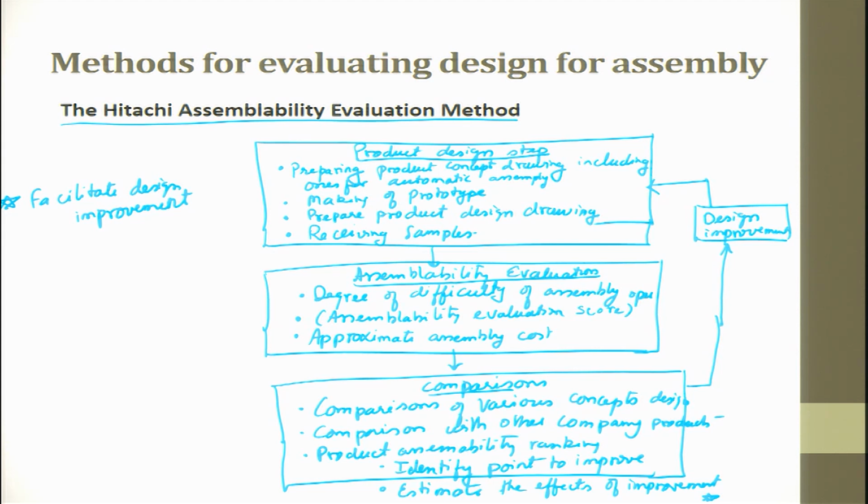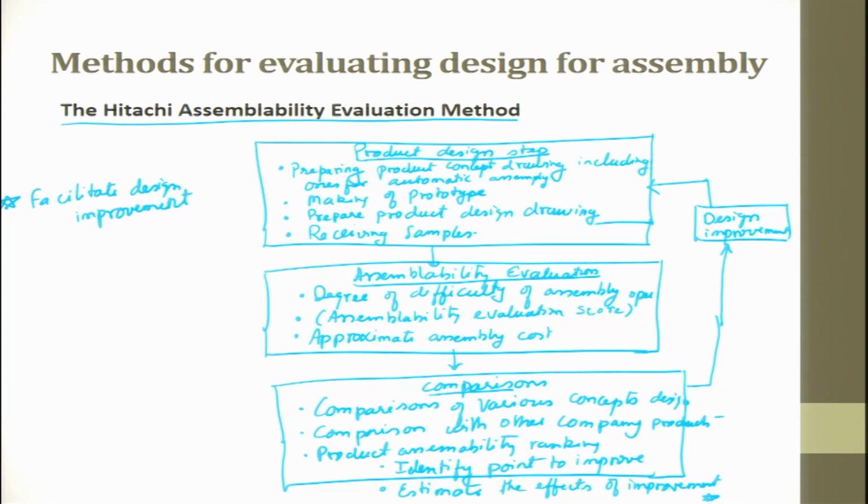So, this is how the Hitachi assemblability evaluation method is done. First, we look at the product design step, then we look at assemblability evaluation, then we look at comparison. In comparison, we not only look within the product, we also look at a similar product, or a similar way of fastening, is there anything else, and compare it with that, do our ranking, and then go back and reiterate our product design step, and keep moving back and forth.